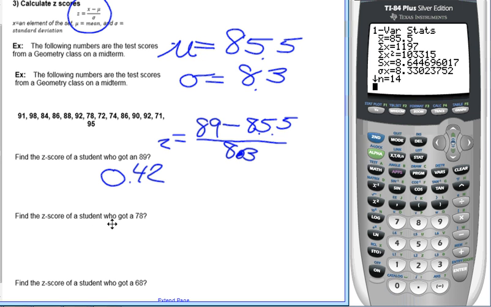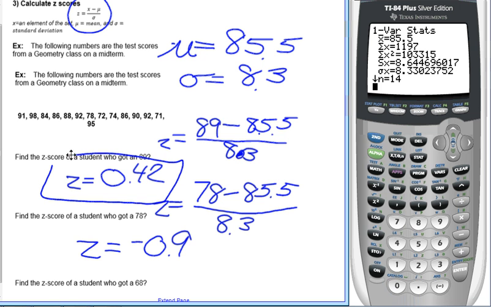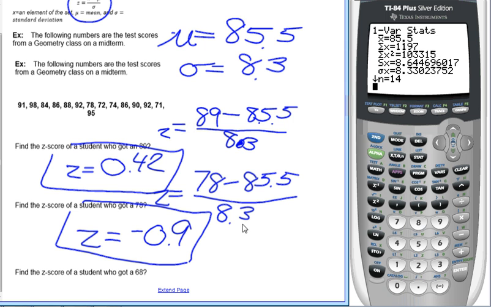Find the Z-score of a student who got a 78. So now my X is going to be 78, but my mean is still 85.5, and my standard deviation is still 8.3. When I put that in my calculator, 78 minus 85.5 divided by 8.3, I get negative 0.9. The negative indicates that it is below average, which, if you look at the numbers, that is below average. 78 is below 85.5.